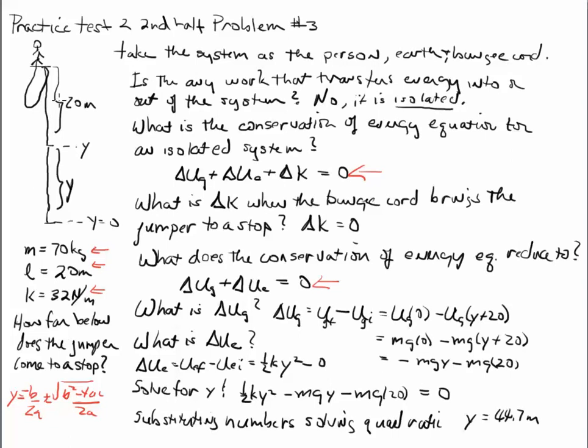The total distance that the person falls is the 44.7 plus 20 meters, which that'll be 64.7 meters. And we're done.